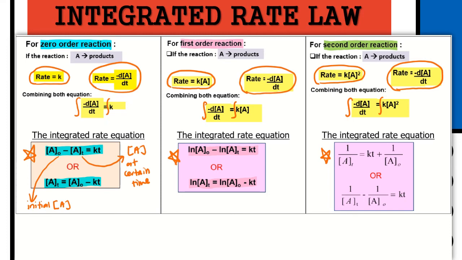Okay, or you can rearrange the equation: 1 over At minus 1 over A naught equals kt, and it's the same as zero order reaction, where A naught is our initial concentration of A, and At is our concentration of A at a certain time.